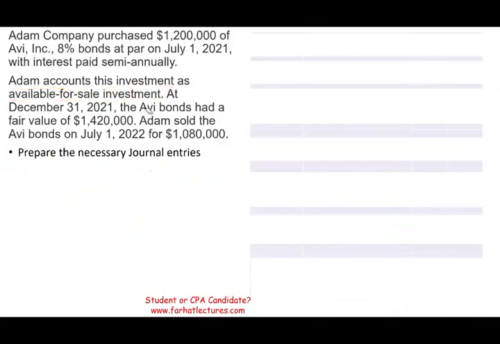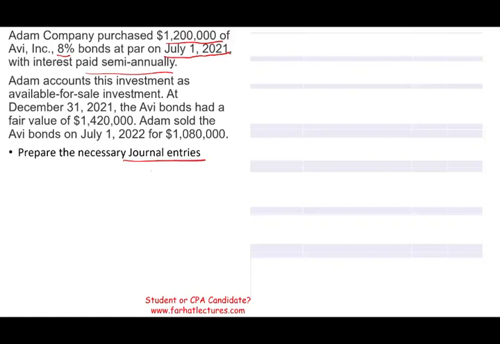So let's take a look at this exercise where we have to prepare journal entries. And part of the CPA exam is you have to prepare journal entries, or this exercise could be given in the form of an exercise. So Adam Company purchased 1.2 million of Avis Inc. bond, 8% bond, at par on July 1st, 2021, with interest paid semi-annually.